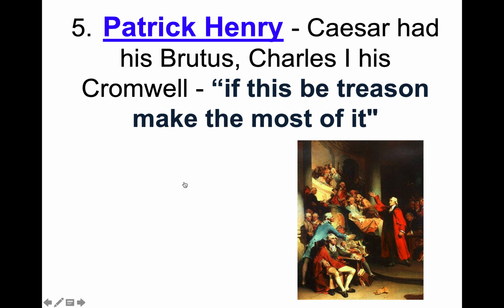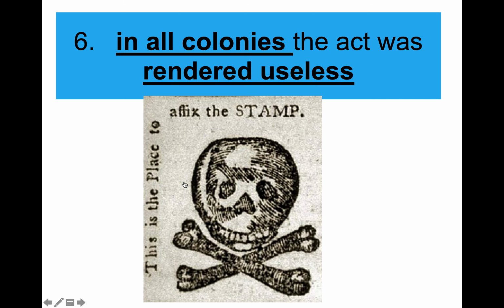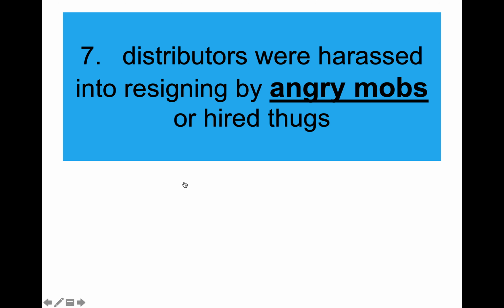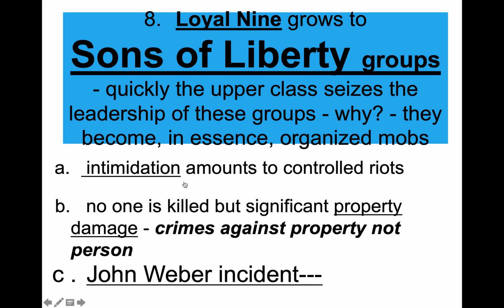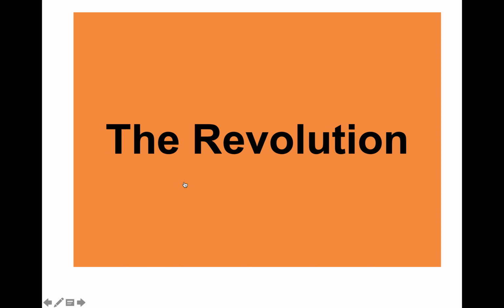The famous Patrick Henry from Virginia says, "If this be treason, make the most of it." They're mad, man. They're mad. They refuse to pay it, and they boycott. Matter of fact, if you try to enforce it, as a British tax collector, you might find yourself tarred and feathered. Angry mobs would go after these tax collectors, and these mobs would evolve into what we know as the Sons of Liberty.